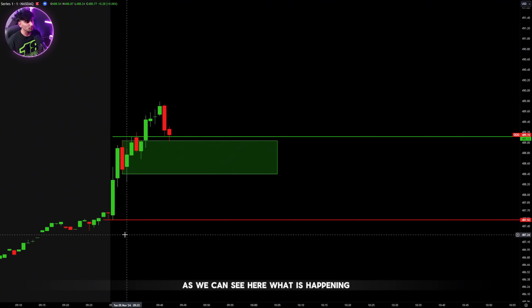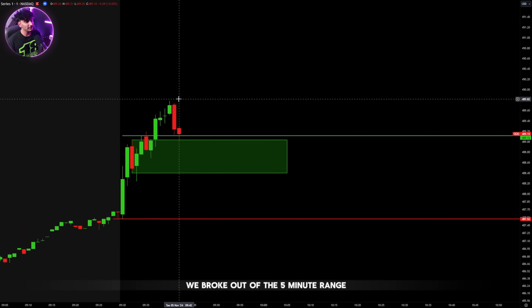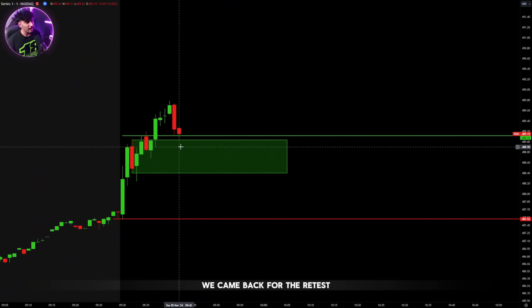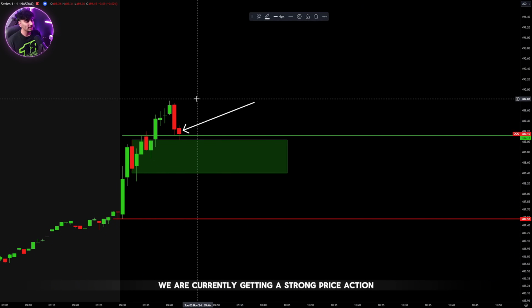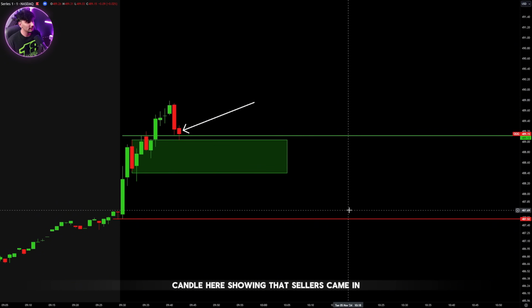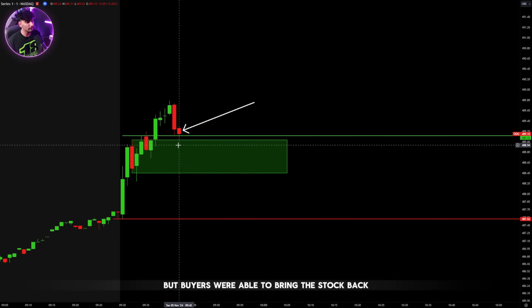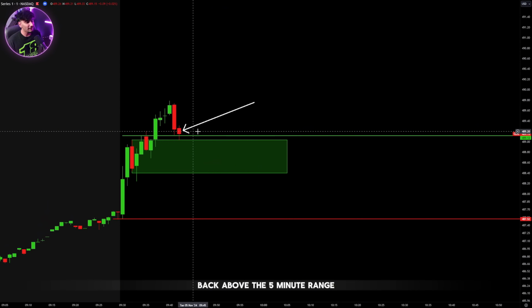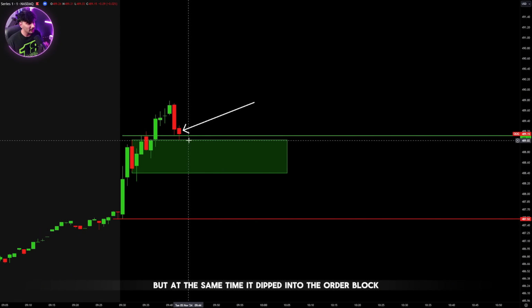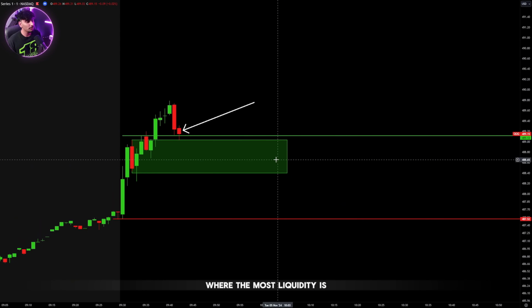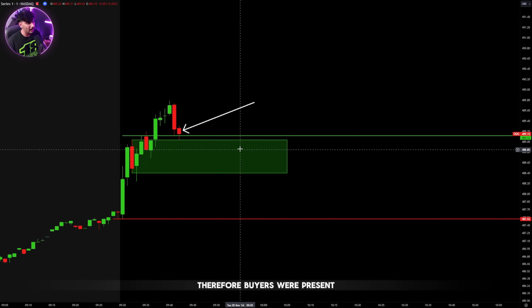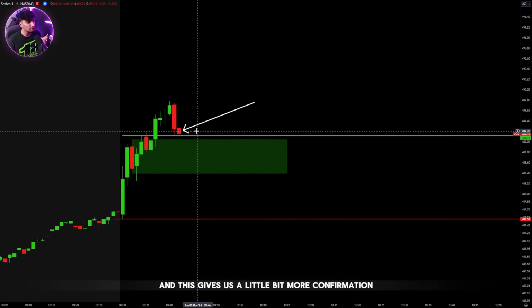As we can see here, what is happening? We broke out of the 5-minute range. We came back for the retest. We are currently getting a strong price action candle here showing that sellers came in, but buyers were able to bring the stock back above the 5-minute range. But at the same time, it dipped into the order block where the most liquidity is. Therefore, buyers were present, and this gives us a little bit more confirmation to enter this trade.